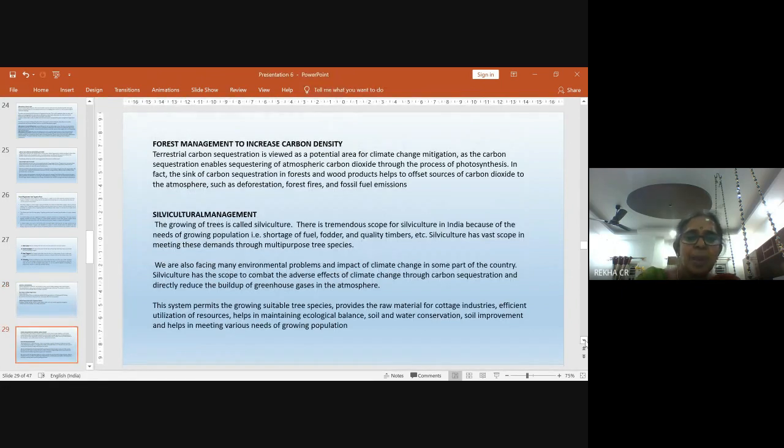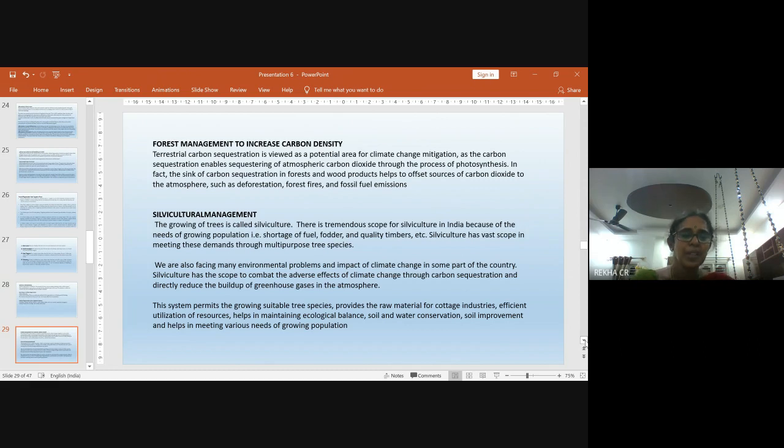Next one is forest management to increase the carbon density. Terrestrial carbon sequestration is a potential area for climate change mitigation, as carbon sequestration enables reducing the atmospheric carbon dioxide through the process of photosynthesis. The sink of carbon sequestration in forests and wood products helps to offset the sources of carbon dioxide to the atmosphere, such as deforestation, forest fires, and fossil fuel emissions.